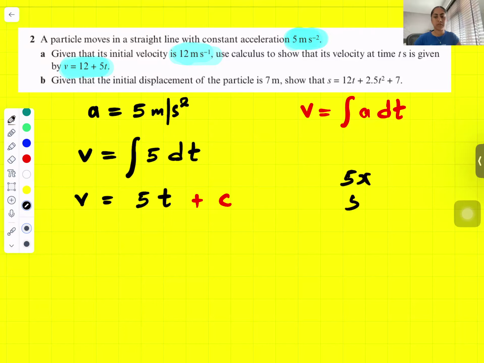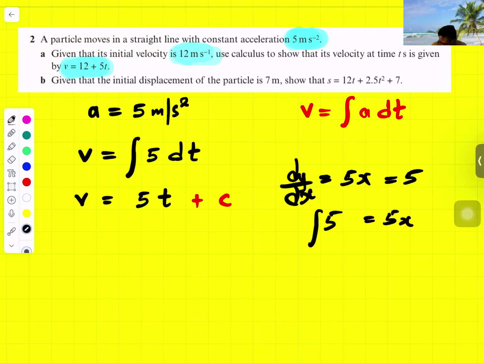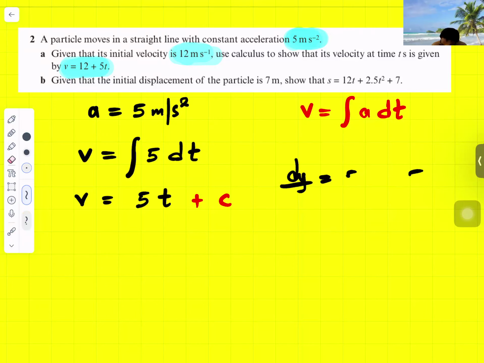5. You get 5. So differentiating 5x, dy over dx of 5x, gives you 5. So the opposite of differentiation is integration. So when you differentiate 5x, you get 5, and when you integrate 5, you get 5x. So here we're doing the opposite of differentiation. When you integrate 5, you get 5t, but we're using t instead of x.